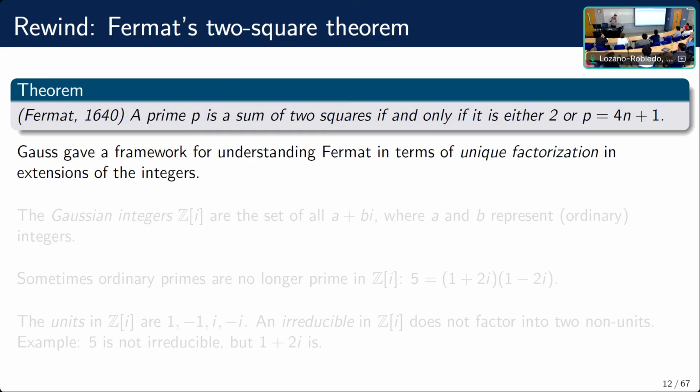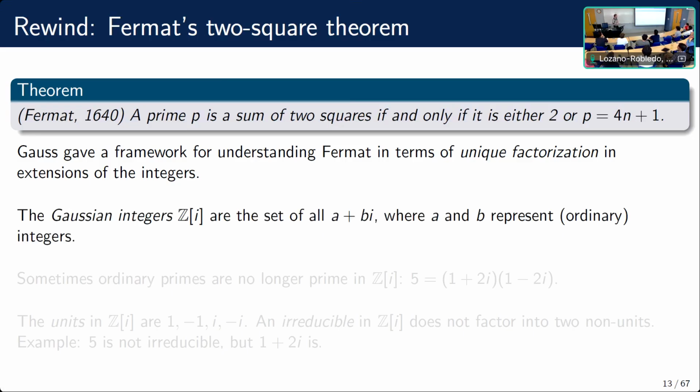So Fermat proved his theorem with this technique he called the method of infinite descent. And then Gauss came along and invented whole branches of number theory. But in doing so, gave us a framework for understanding Fermat's theorem in terms of unique factorization in extensions of the ring of integers. So the extension that is relevant to this theorem is the ring of Gaussian integers. We saw it appear in Elber's talk, but here we go.